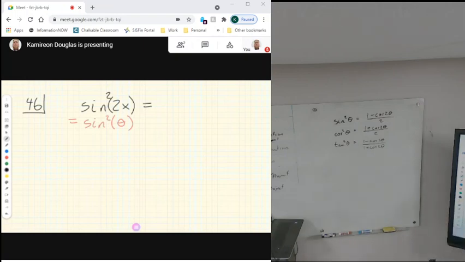So come over here. The rewrite formula for sine squared is 1 minus cosine of 2 times something, all over 2. Normally that something is x, but in this case my centerpiece is not an x, it's a 2x. So I just replace that with a 2x and start simplifying. So I get 1 minus cosine, 2 times 2x would be 4x, all over 2.